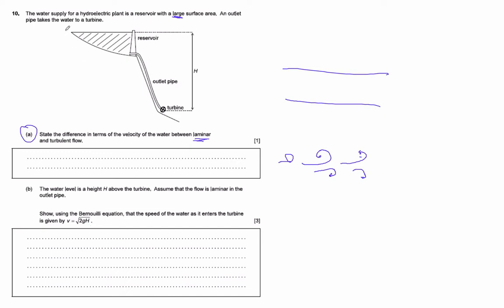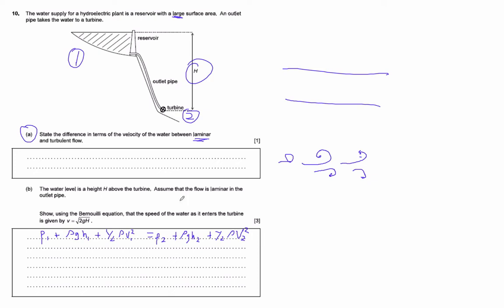So let's say that this is situation 1. This is situation 2, right? So we have P1 plus rho g h1, which h1 is just h, plus 1/2 rho v1 squared is equal to P2, that's the pressure down here, plus rho g h2 plus 1/2 rho v2 squared, right?